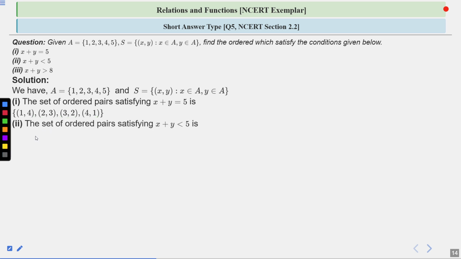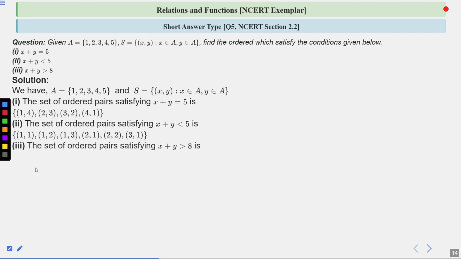Now for the second, the set satisfying the condition x plus y is less than 5 is, so we are having ordered pairs (1, 1), the sum is 2, strictly less than 5. (1, 2), sum is 3. (1, 3), sum is 4. (2, 1), sum is 3. (2, 2), sum is 4. (3, 1), sum is 4.